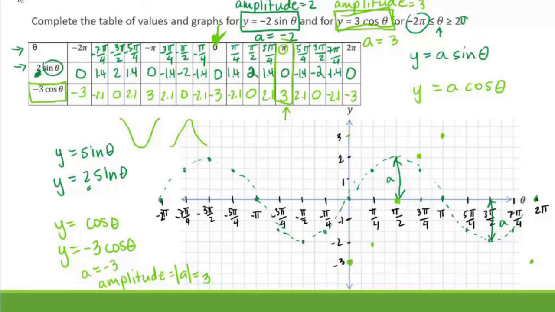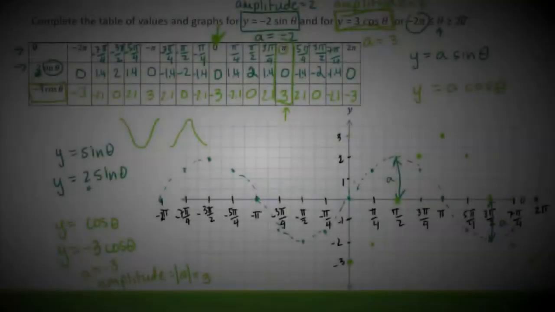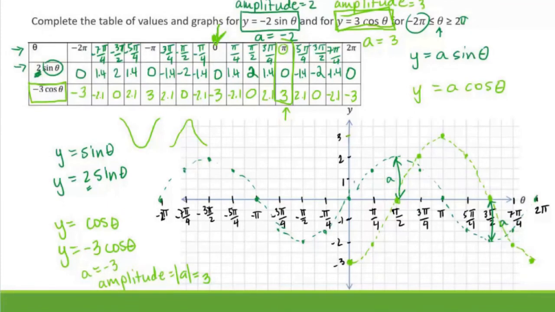At 5 pi over 4, back down to 2.1 from our maximum at pi. Cross 0 at 3 pi over 2, hit -2.1 at 7 pi over 4, and as expected, we're back at -3 at an angle of 2 pi. So let's graph one more period from 0 to -2 pi.